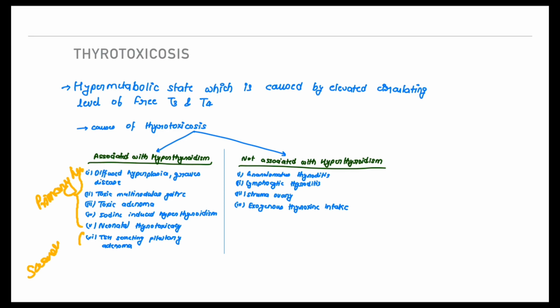Now the sixth point we can see, TSH secreting pituitary adenoma. Adenoma is present where? In the pituitary. So it will fall under the category of secondary hyperthyroidism. Now, there are some causes which are not linked to hyperthyroidism but still cause a hypermetabolic state, like granulomatous thyroiditis. It is the inflammation of the thyroid gland. Lymphocytic thyroiditis, struma ovarii, exogenous thyroxine intake. In such cases, a hypermetabolic state can also be achieved.